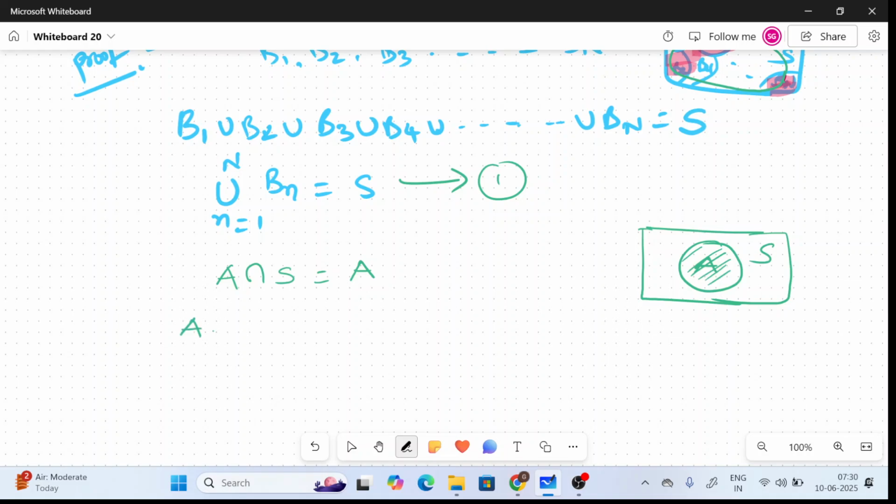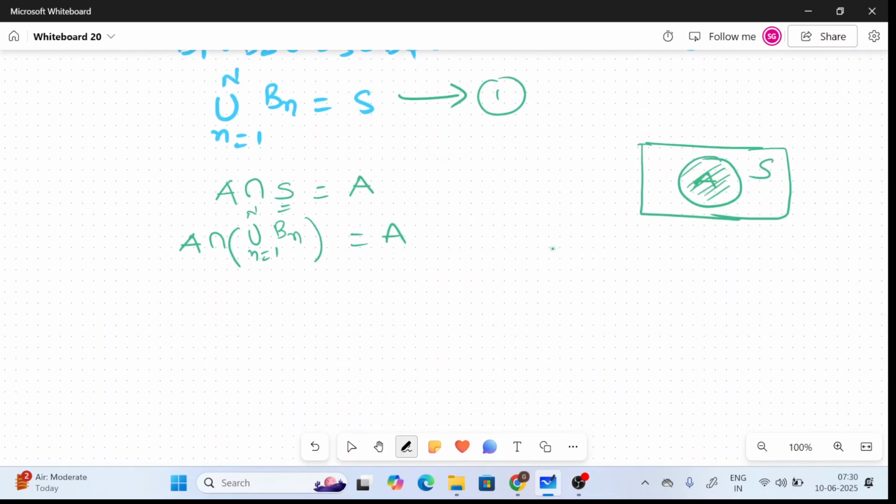So A intersecting S, what is S from equation 1? From equation 1, what can you say? S is replaced by this union n equals 1 to capital N of Bn, which is equal to S. Now what do we have to write? Now I am taking the union outside and making the intersection.